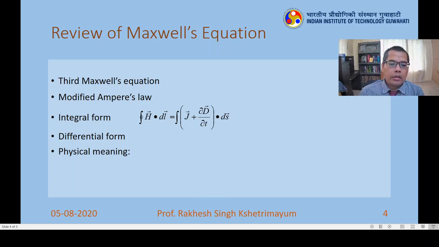So let's look at the differential form, and what do I have? Curl of H is equal to J plus ∂D/∂t. So left hand side you have a magnetic field. Right hand side, what is the source for magnetic field? The first term J is the electric current density, which is the conduction current density. Second is the displacement current density. So look at this second term, ∂D/∂t. It's the change with respect to time of D.